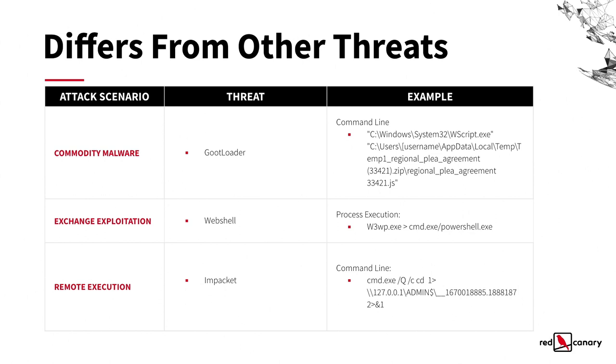Next, we have Exchange exploitation via a web shell. With that process execution there, W3WP, or as the cool kids say, whoop, spawning CMD or PowerShell. That kind of looks odd, kind of looks very suspicious. We can kind of infer it might be related to a web shell. If there's command line information available that starts with echo, that kind of points us more in the direction that it is a web shell. We can start looking at IIS logs to pull in additional context. So kind of intuitive, we can derive a lot of information from there.